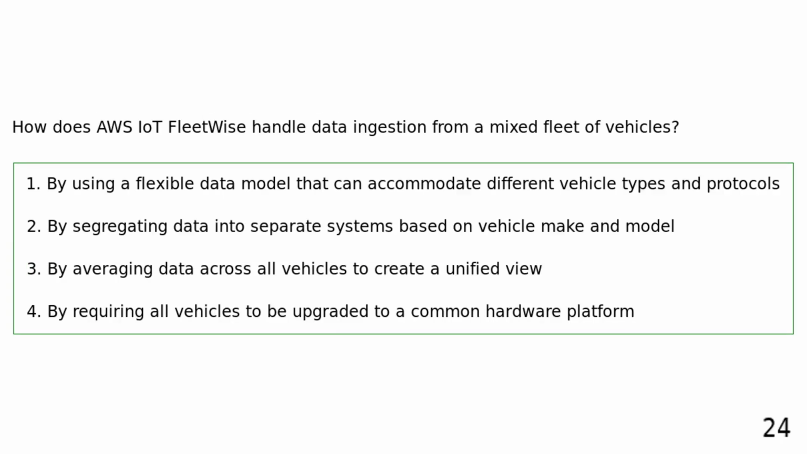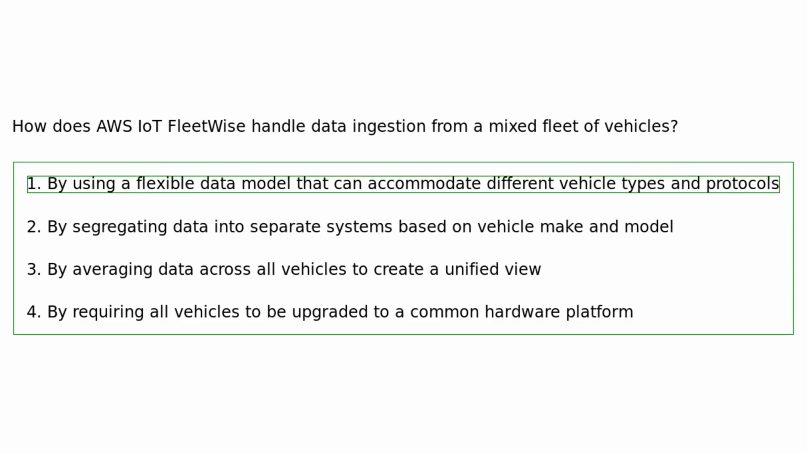How does AWS IoT FleetWise handle data ingestion from a mixed fleet of vehicles? By using a flexible data model that can accommodate different vehicle types and protocols. By segregating data into separate systems based on vehicle make and model. By averaging data across all vehicles to create a unified view. By requiring all vehicles to be upgraded to a common hardware platform. AWS IoT FleetWise uses a flexible data model that can accommodate different vehicle types and protocols, allowing it to ingest data from a mixed fleet while maintaining data integrity and meaning.